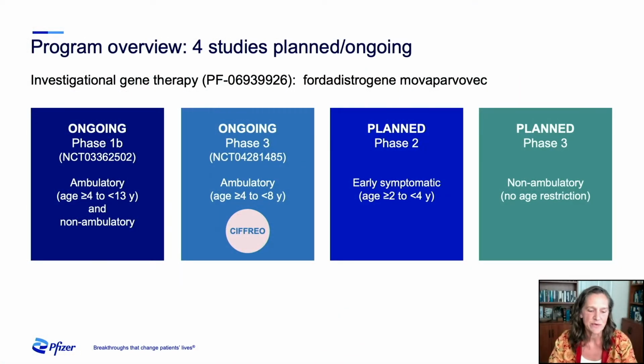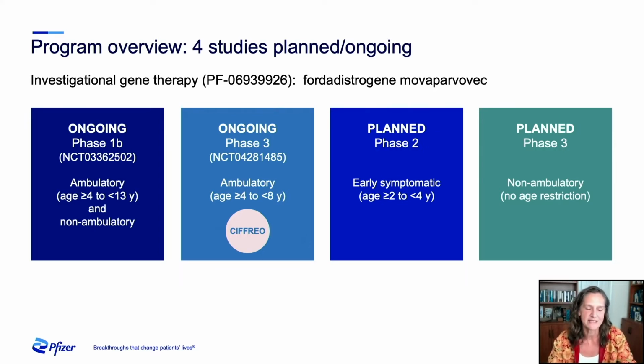So what I want to share with you today is an update on our set of studies to evaluate gene therapy for the treatment of Duchenne. Our therapy now has a new generic name. It's long, fortadistrogene movaparvovec, quite a mouthful. So from now on, I'll just call it fortadistrogene.